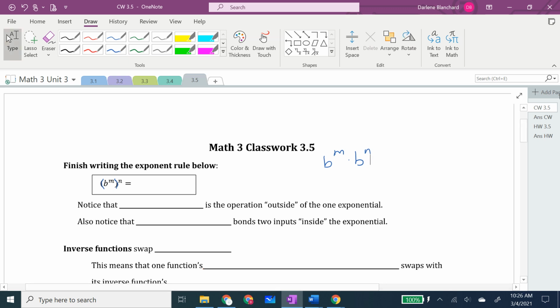When it's multiplication of two bases, then it simplifies into one base. It condenses down to one base by adding the exponents. But what is different on this one? You can tell me in chat what is different on this one. Yep, I'm multiplying the exponents.